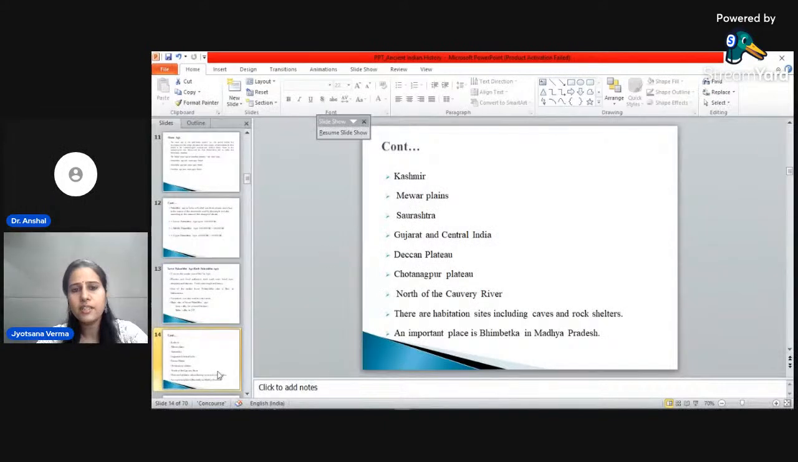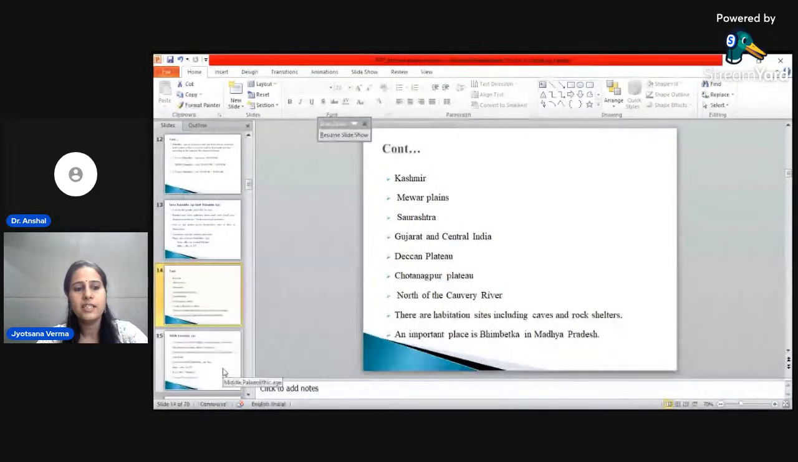Other important Paleolithic sites are Kashmir, Mewar, Saurashtra, Gujarat, Deccan Plateau, and Chota Nagpur Plateau. And Bhimbetka, located in Madhya Pradesh, is also an important site of the Paleolithic age. It is a rock shelter and cave. So Bhimbetka was another important site of this age.